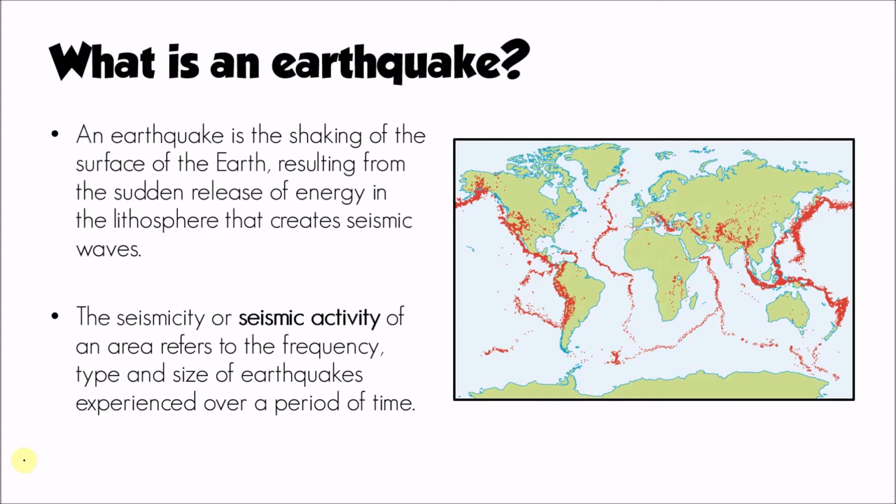Firstly, we're going to start by thinking about what an earthquake actually is. We can define it, as we can see on the left here, as the shaking of the Earth's surface, and that normally results from the sudden release of energy that has been built up and is stored within the lithosphere. That energy is released in the form of seismic waves, which we'll see a little bit more about in a minute. And when that energy reaches the surface, it causes the ground to shake.